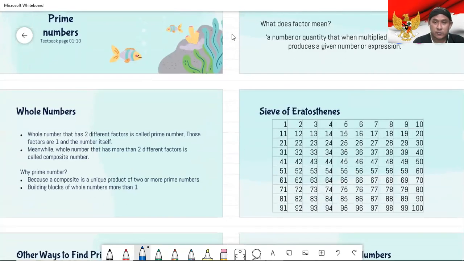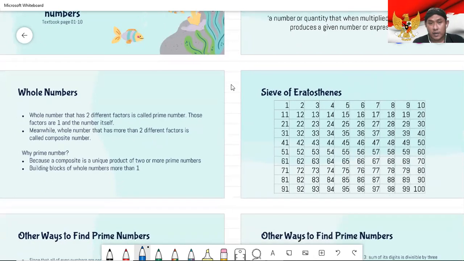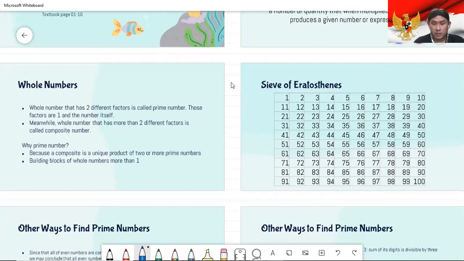Now, the question is, why do we learn prime numbers? Because basically all whole numbers, well, except 0 and 1, are a product of prime numbers. Now, let's go deeper into how to find prime numbers. Since prime numbers have only two different factors, it means that we can eliminate even numbers. At the beginning, we can eliminate 1.